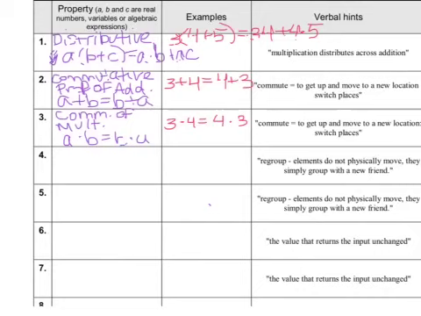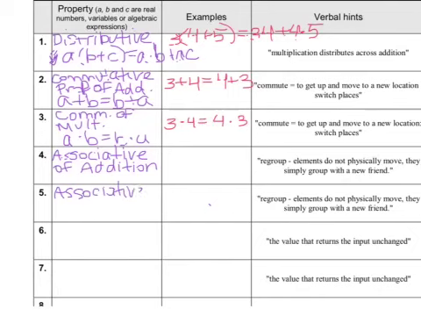Talking about regrouping elements. When you regroup elements, you're not physically moving them, you're just changing the parentheses. Commutative property changes the order. Associative property changes the grouping. So we're going to use the associative property of addition, and we're also going to talk about the associative property of multiplication.